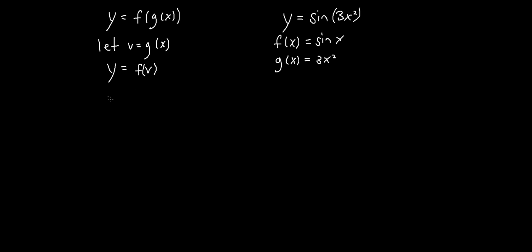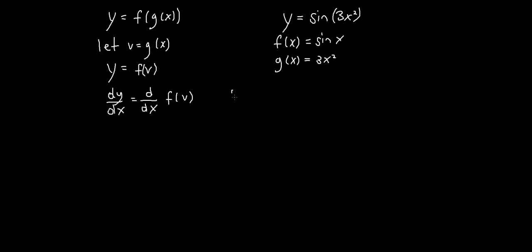Well, we want dy dx, so we differentiate both sides with respect to x. So we get dy over dx is equal to d dx of f of v. Now d dx of f of v doesn't become f prime of v because you're taking the derivative with respect to x while you have a v in here. So how could we fix that?